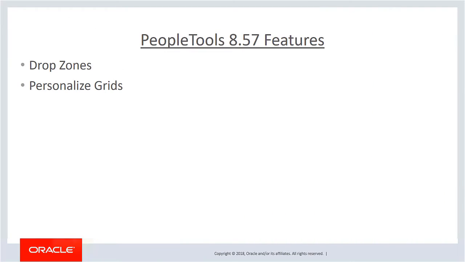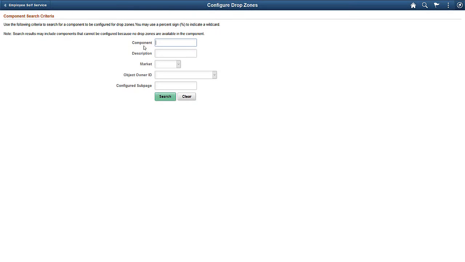PeopleSoft FSCM Image 31 is the first image to utilize two PeopleTools features delivered in PeopleTools 857: configuring drop zones and personalizing grids for selected FSCM fluid pages. Drop zones enable you to add editable or display-only transaction fields to existing PeopleSoft fluid pages, eliminating the need to customize delivered objects. To accomplish this, use the Configure Drop Zones page.